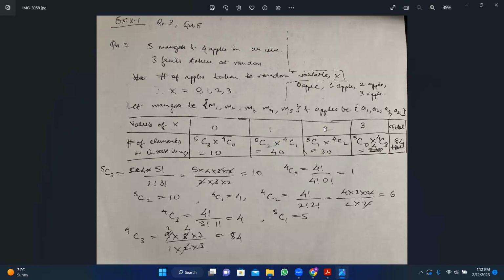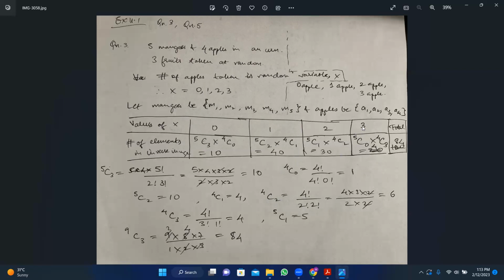Going on, for the next value of x, which is 2, that is 2 apples we have taken out, we are going to take out 1 mango and we are going to take out 2 apples. So it's 5C1 into 4C2, which gives us 30. And we have shown the calculations here that 4C2 is 4 factorial divided by 2 factorial into 2 factorial, which gives us 6, and 5C1 is 5.